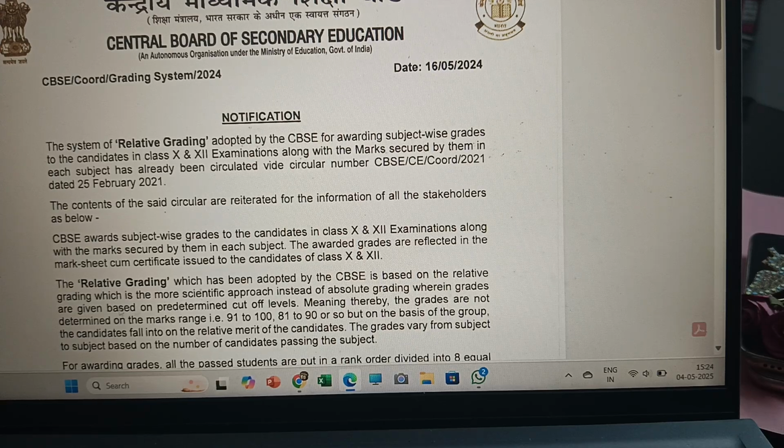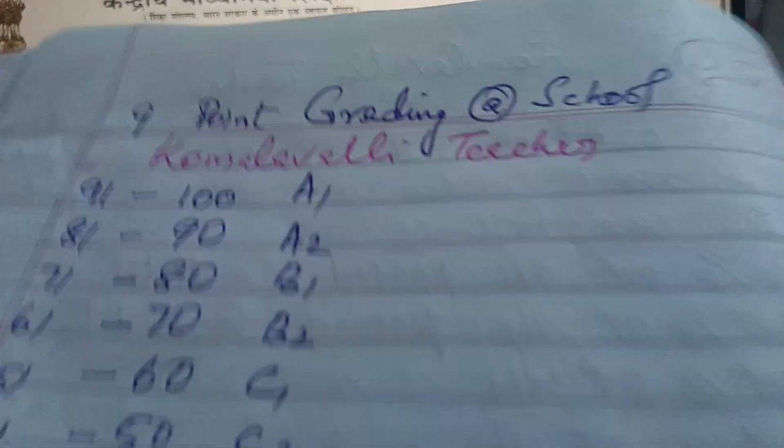CBSE is based on relative grading, which is a more scientific approach instead of absolute grading, wherein grades are given based on predetermined cutoff levels, meaning thereby the grades are not determined on the marks range, that is 91 to 100, 81 to 90 or so, but on the basis of the group. So we know the schools used to follow this type of grading system.